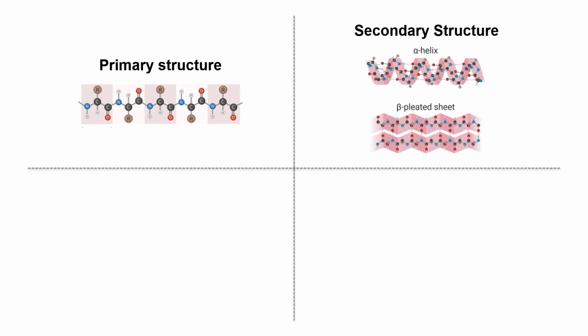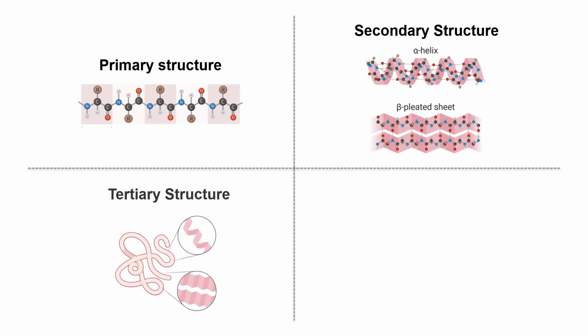And the local secondary structure is the three-dimensional structure of a peptide area, so-called alpha helix or beta sheet structure. This kind of local three-dimensional structure is called a secondary structure. And these secondary structures are combined together to form the whole protein structure. This total protein structure we call the tertiary structure.